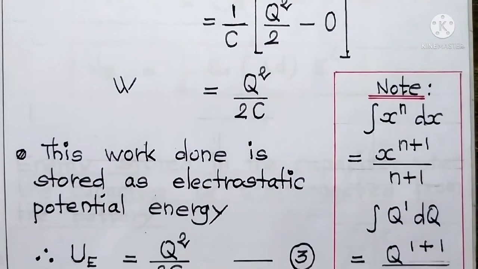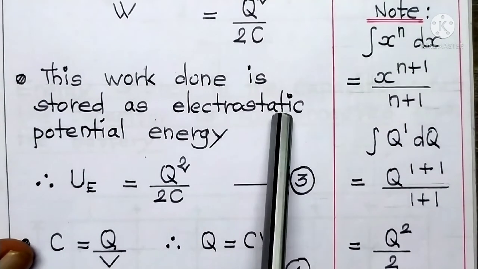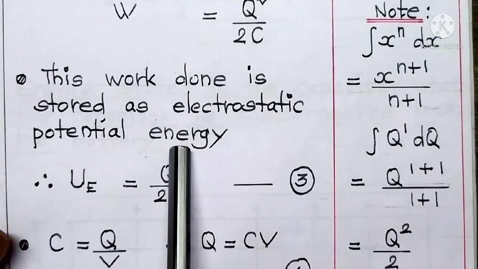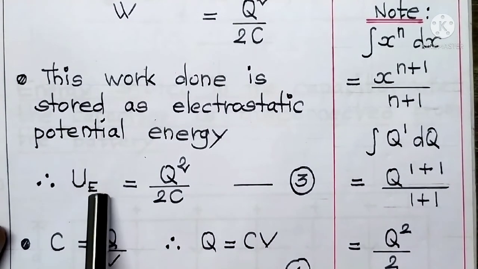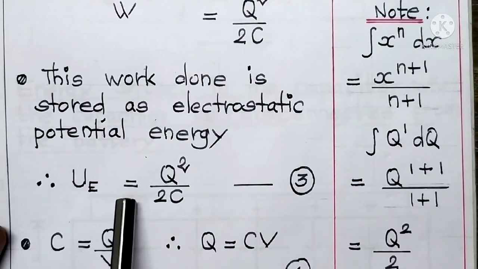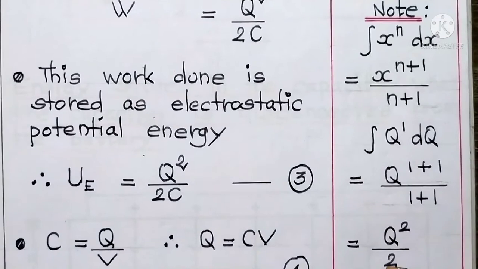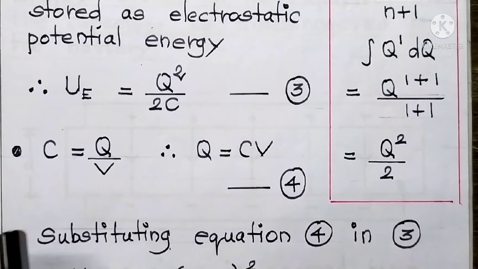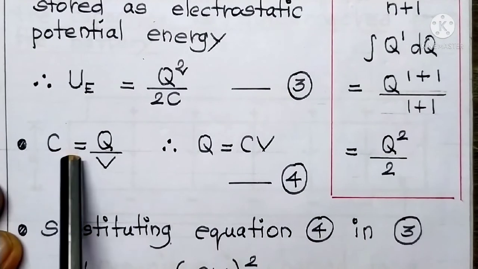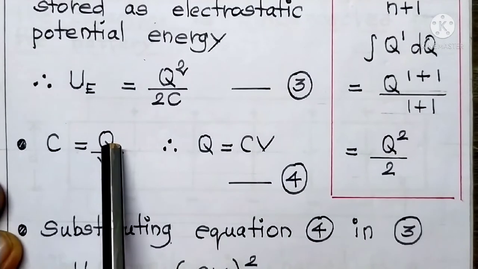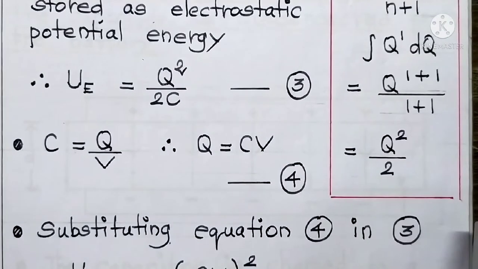But this work done is stored as electrostatic potential energy. So in the place of W, I am going to write capital UE, that is potential energy, is equal to Q squared by 2C. Let this be equation number 3. Again, let us write the common expression for capacitance: C is equal to Q by V. Therefore, Q is equal to CV. Let it be equation number 4.